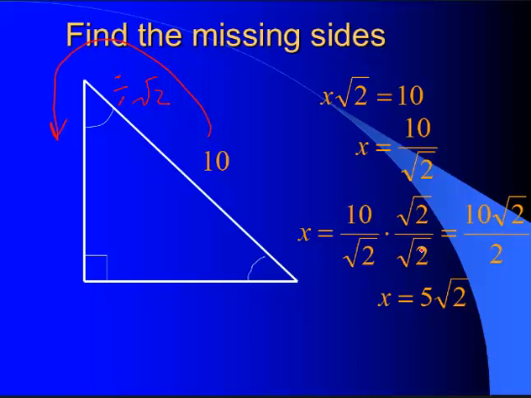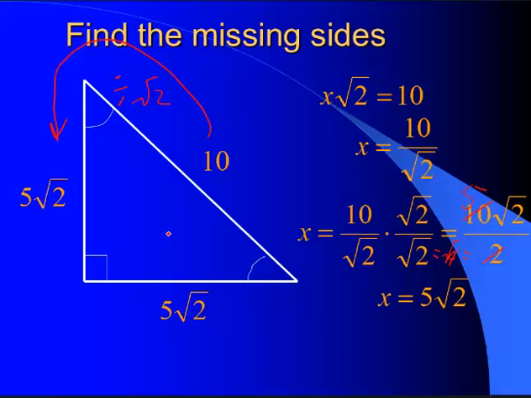Okay, where did this 2 come from? Because the square root of 2 times the square root of 2 is the square root of 4. And the square root of 4 is 2. Now I can reduce to 5. And my final answer is 5 square root 2, in both positions. And that's the length of both legs.